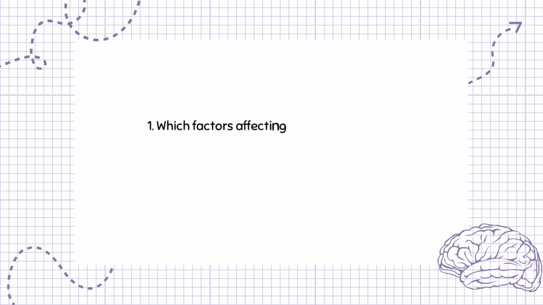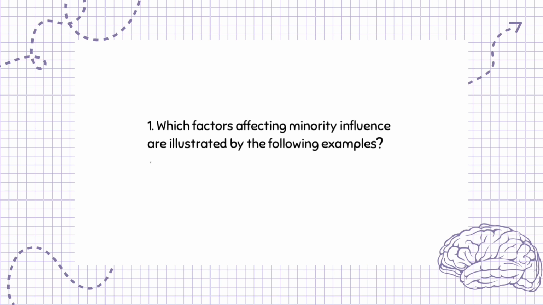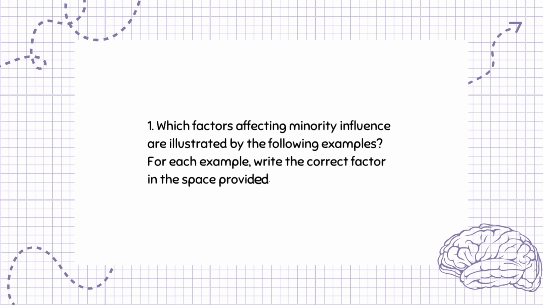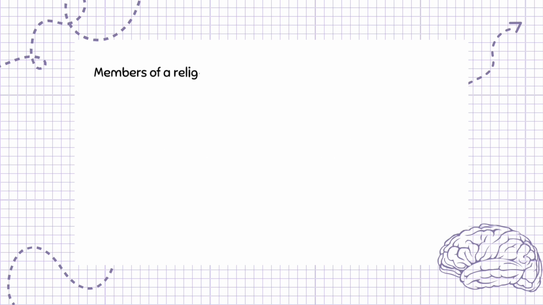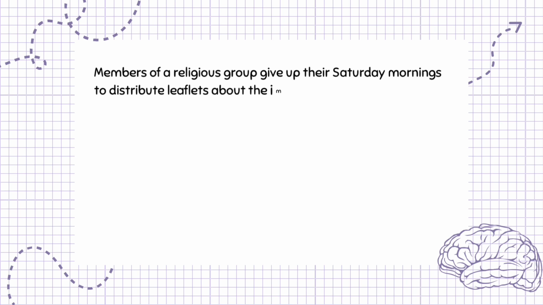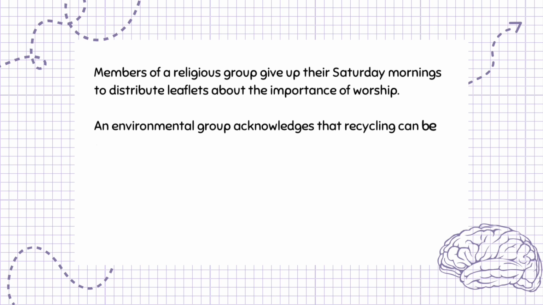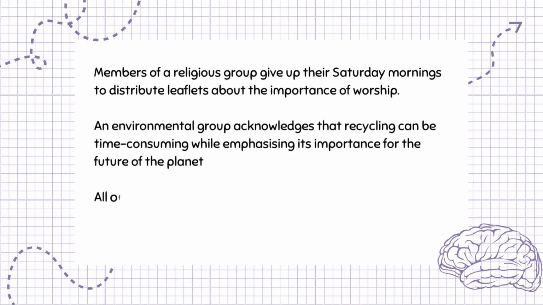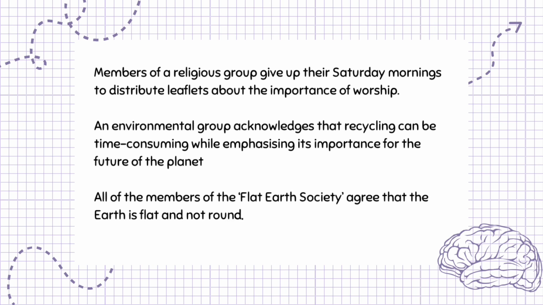Question 1. Which factors affecting minority influence are illustrated by the following examples? For each example, write the correct factor in the space provided. 3 marks. Members of a religious group give up their Saturday mornings to distribute leaflets about the importance of worship. An environmental group acknowledges that recycling can be time-consuming while emphasizing its importance for the future of the planet. All of the members of the Flat Earth Society agree that the Earth is flat and not round.